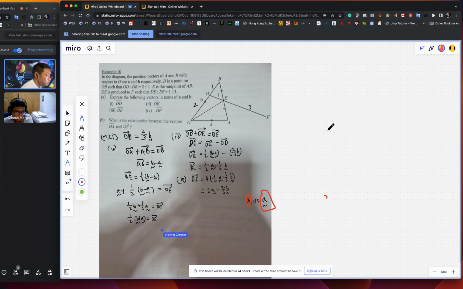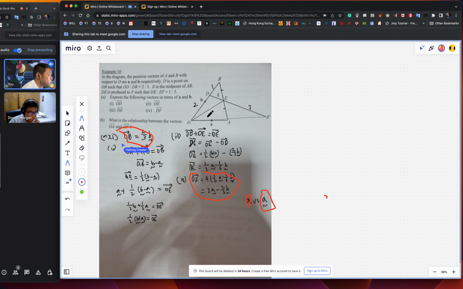Okay, good. Last question. What's the relationship between vectors OA? Where's OA? OA is given, which is A. OF. Where's OF? OF is not given. Yeah, we need to get OF. So I think you can get OF by OD plus DF, right? Yeah, OD plus DF is OF. You have OD already, which is here. This is your OD, and this is your DF, right? So you can add them together already to get OF.